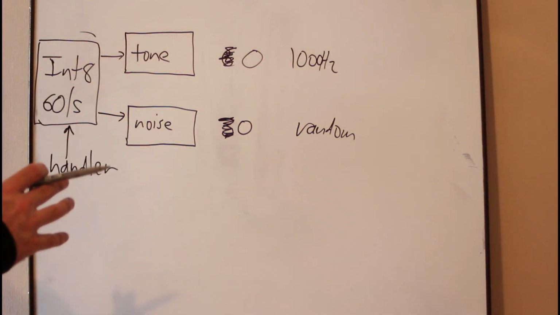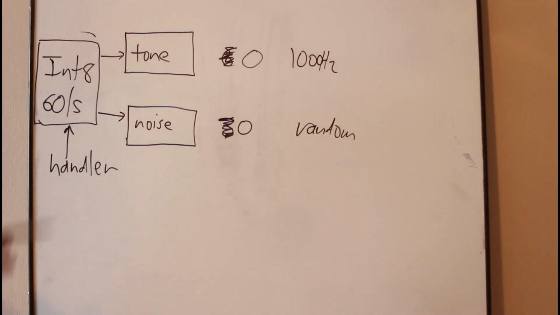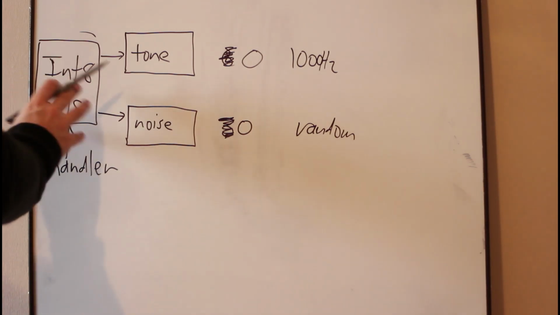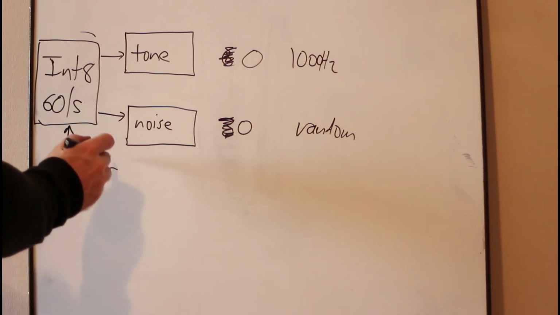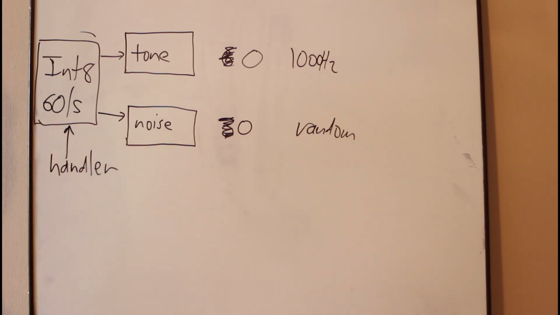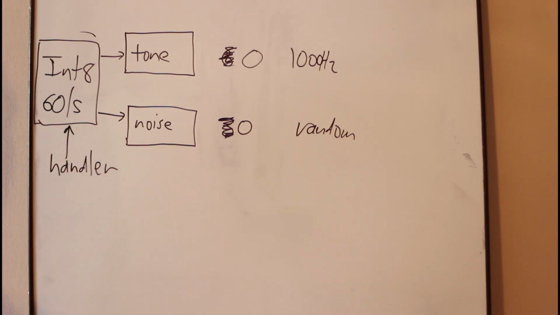Well, it's pretty straightforward. Remember that our hardware counters are going to be triggering an interrupt 8, 60 times a second. All we need to do is intercept that, and you remember from our keyboard video that this is done with an interrupt handler. And so an interrupt handler is just a function, just a piece of code that gets executed every time an interrupt is triggered.